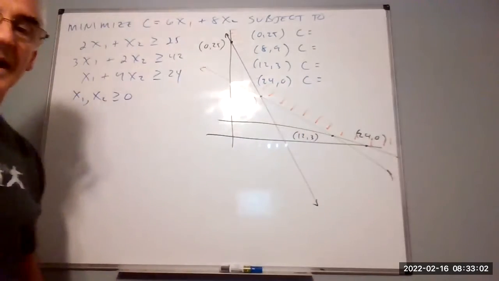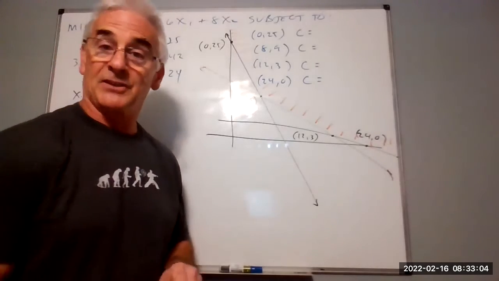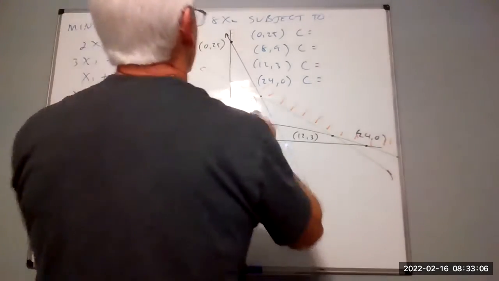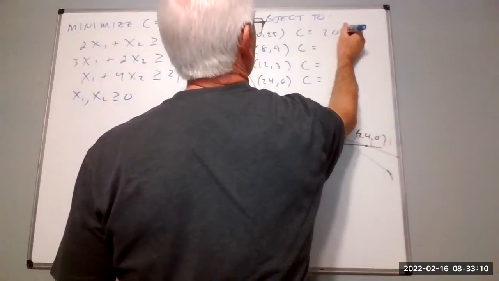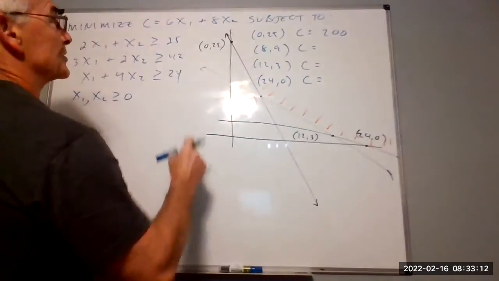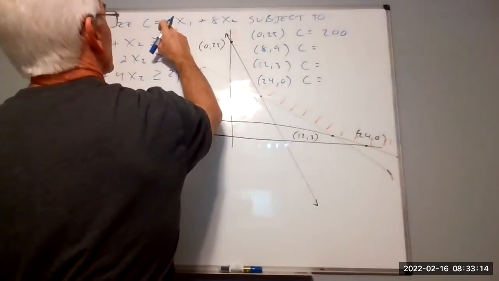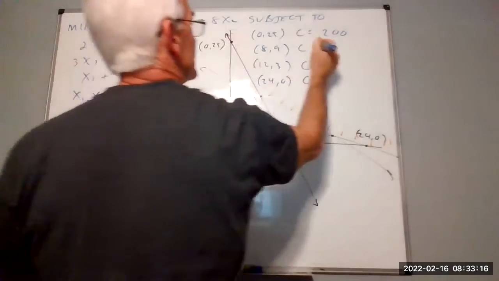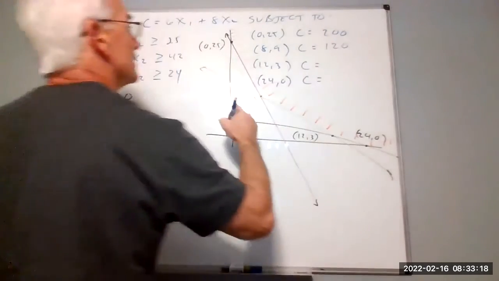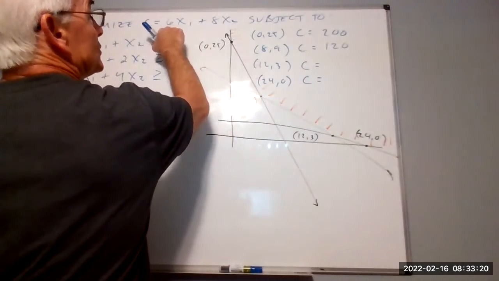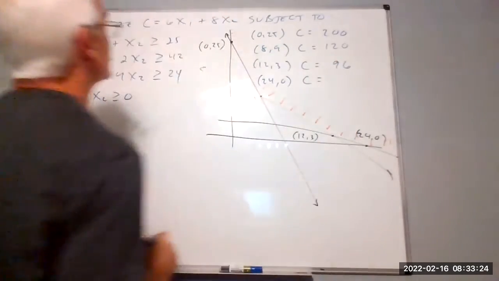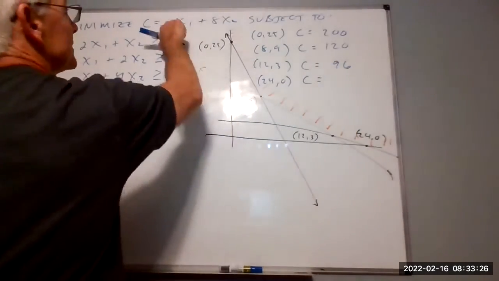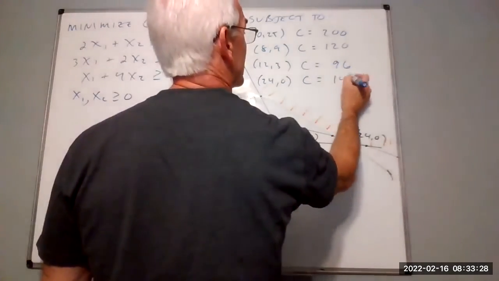Okay, given what I have up there, let's calculate each of these things here. So (0, 25), so 0 and then 8 times 25, that'd be 200. This is probably dollars, by the way. (8, 9), so 48 plus 72, that'd be 120. 72 plus 24, that would be 96. And 6 times 24, that'd be 144.